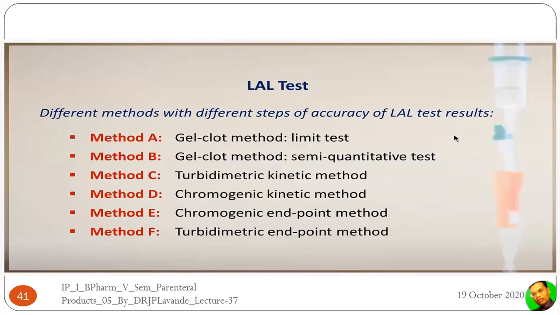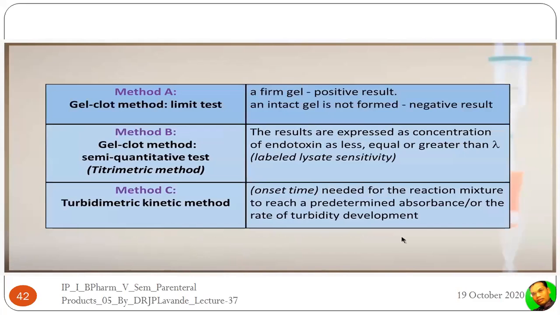Methods A and B are related to the gel clot method: the first is the limit test and the second is the semi-quantitative method. Method C is the turbidimetric kinetic method. Methods D and E are the chromogenic kinetic methods, and method F is the turbidimetric endpoint method. In the gel method, a formed gel gives a positive result, and if an intact gel is not formed, the result is negative. The gel clot method is a semi-quantitative test. In the titration method, results are expressed as endotoxin concentration less than, equal to, or greater than lambda, the labeled lysate sensitivity.